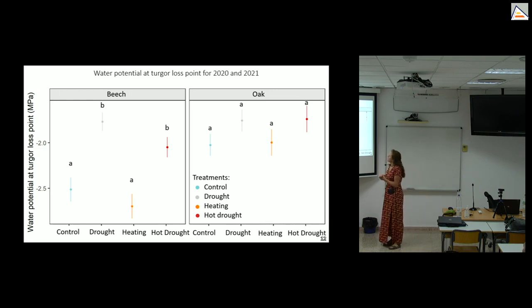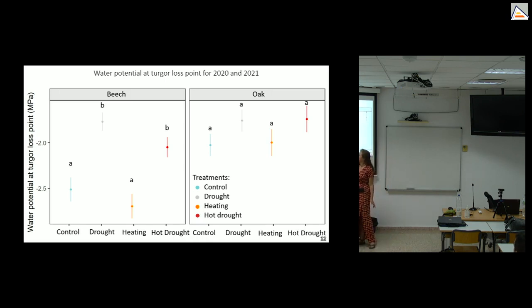And you can see this water potential at turgor loss point for the 4 treatments: control, drought, heating, hot drought, and for the 2 species, beech and oak. So what we can first see is that for the oak trees, there is no significant difference between the climatic treatments, but it's interesting to notice that the tendency is similar to the beech tree.